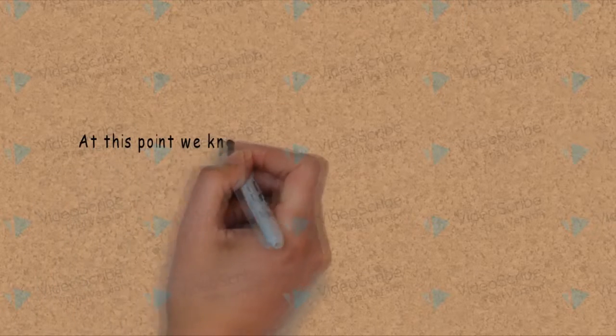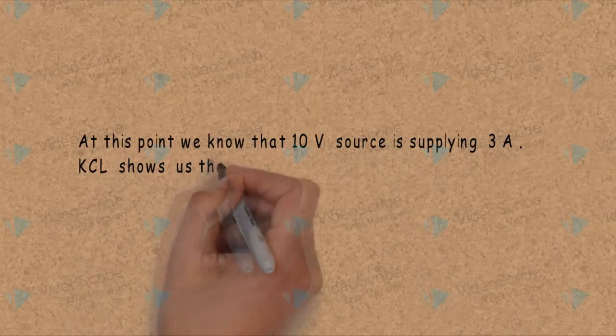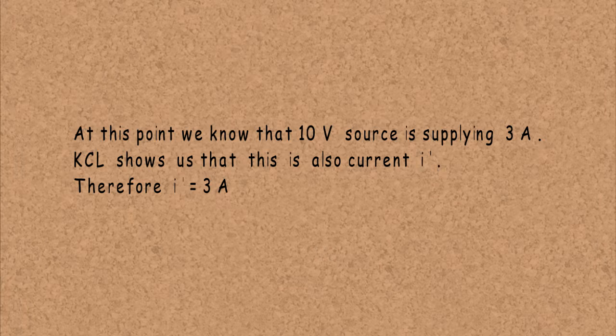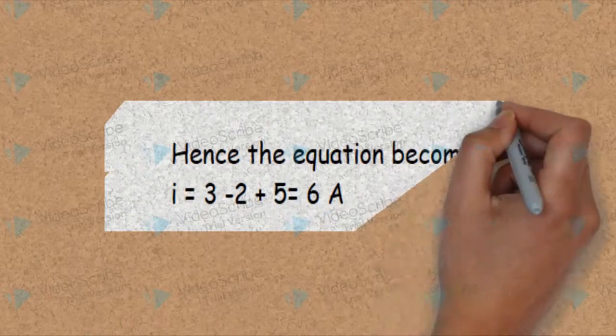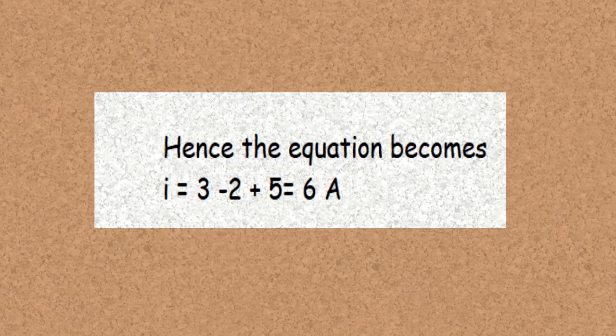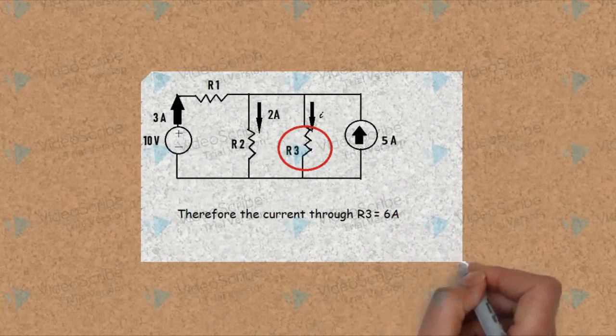At this point we know that the 10 volt source is supplying 3 ampere. KCL shows us that this is also current I'. Therefore, I' equals 3 ampere. Substituting, we find that I equals 3 minus 2 plus 5 equals 6 ampere. Therefore, the current flowing through the resistor R3 is 6 ampere.